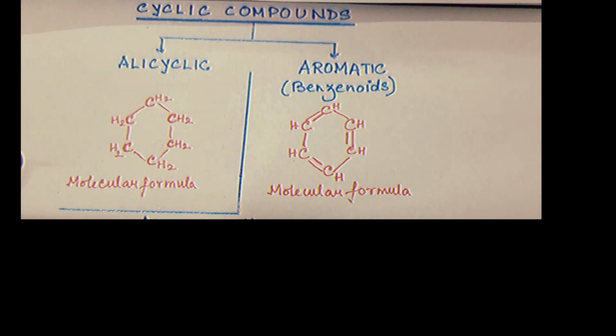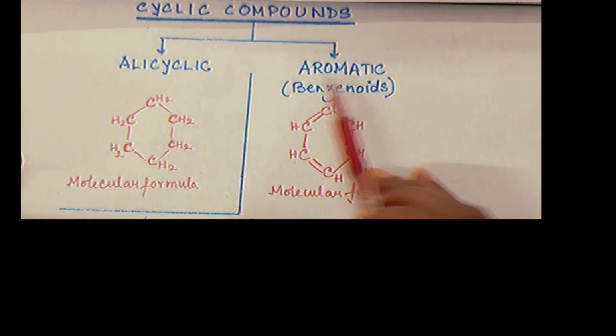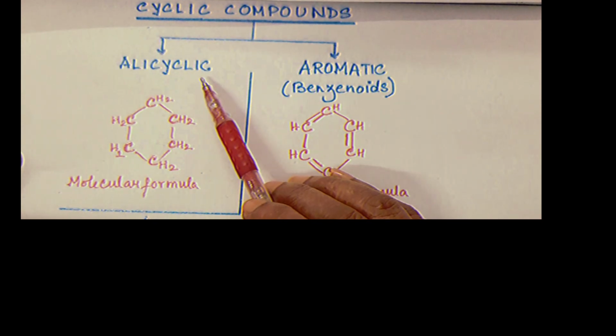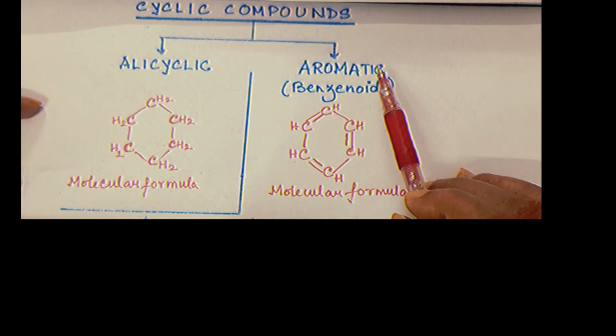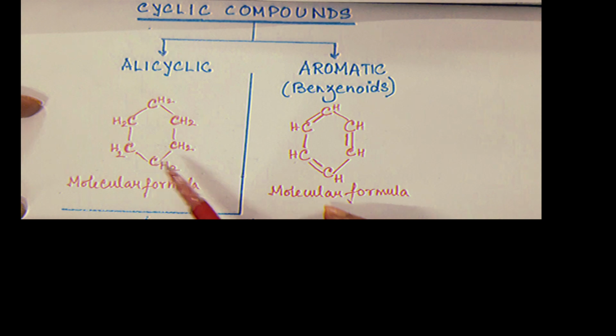Hello students, welcome to another video, and today we shall study cyclic compounds. Now cyclic compounds are of two types. One is alicyclic and the other is aromatic. Now alicyclic compounds are any type of cyclic compounds.